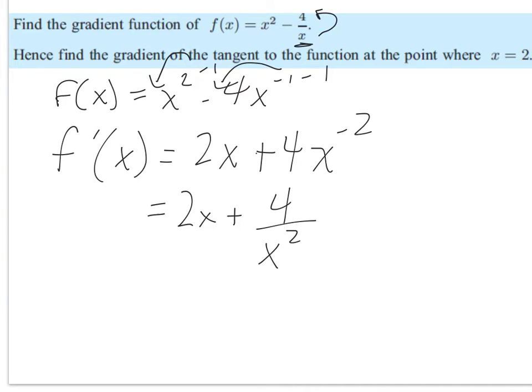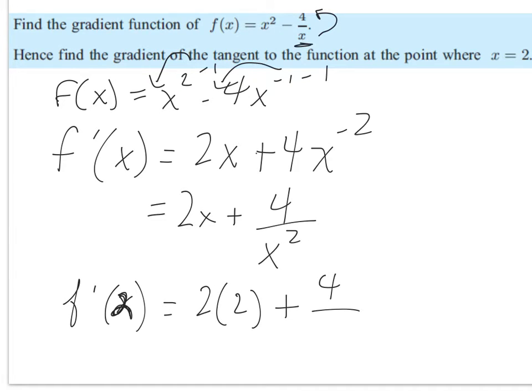Now it says find the gradient of the tangent, the slope of the tangent to that function at the point where x equals 2. So all we do now is substitute into our derivative to find the slope of the tangent. At x equals 2, we plug in, instead of an x here, we're going to put a 2. So f prime of 2. So we get 2 times 2 plus 4 over 2 squared.